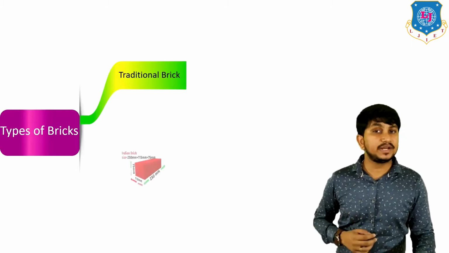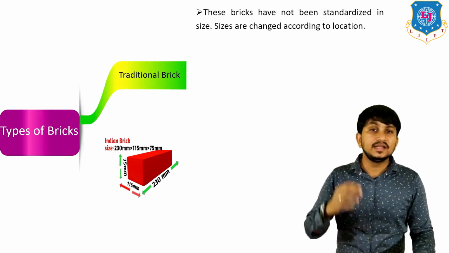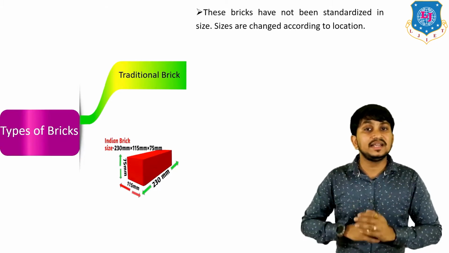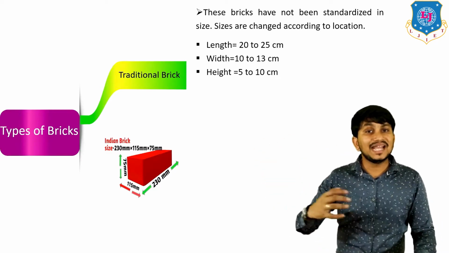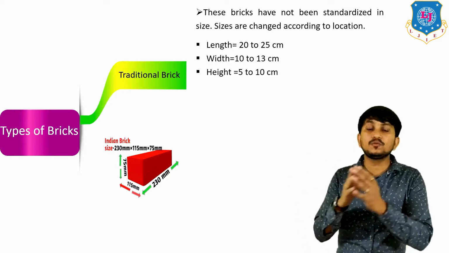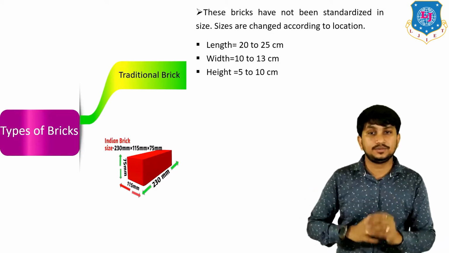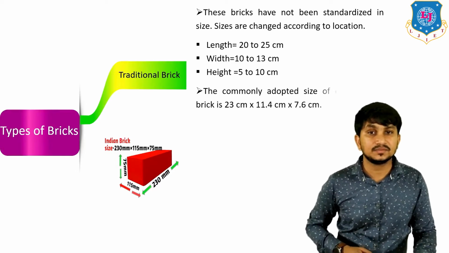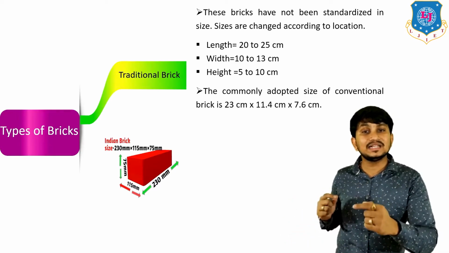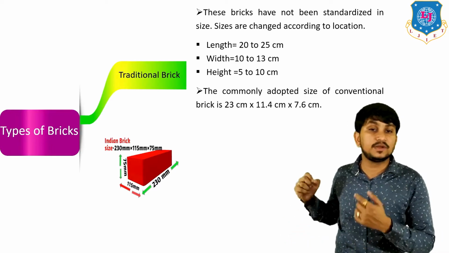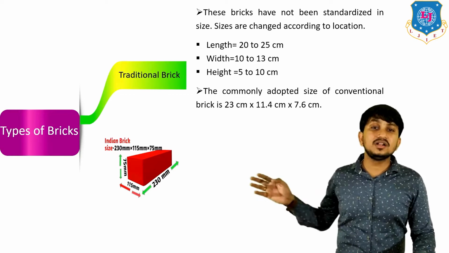There are mainly 2 types of brick, traditional brick and modular brick. First we will discuss traditional brick. These bricks have not been standardized in size. The sizes change according to location. The length of this traditional brick is about 20 to 25 centimeters, width is about 10 to 13 centimeters and height is about 5 to 10 centimeters. The commonly adopted size of conventional or traditional brick is 23 centimeters by 11.4 or 11.5 centimeters by 7.6 or 7.5 centimeters. This is the traditional conventional brick.